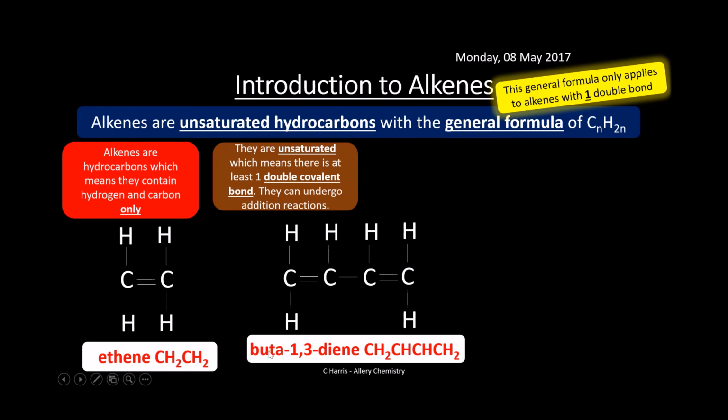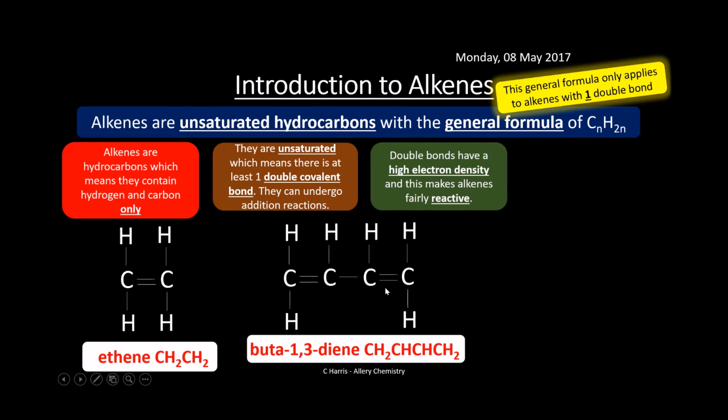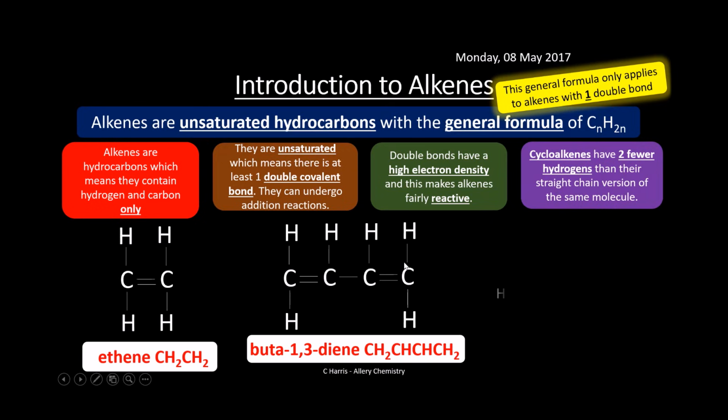And this one, which is buta-1,3-diene, has two double bonds. So again, here's the structural formula for it. Make sure you can identify the alkene as a displayed and structural formula as well. And the double bonds have a high electron density, loads of electrons here. This makes them pretty reactive.